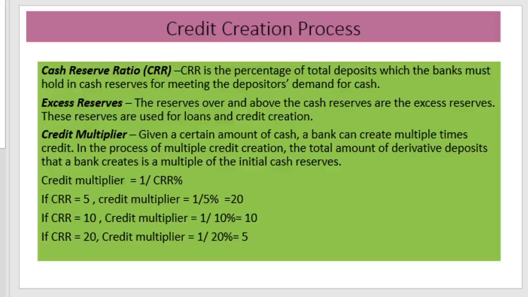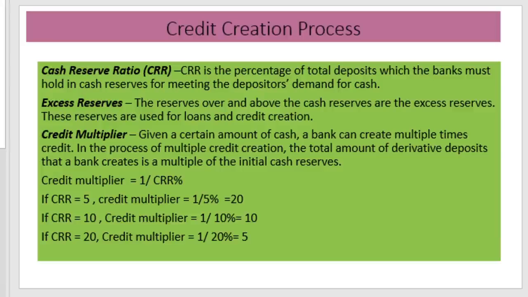That is, the total deposit minus the cash reserves is known as the excess reserve. That is, there will be a total deposit amount. From that, the bank has to keep a certain portion as cash. This is known as cash reserve, and the difference between the total deposit and cash reserves is known as the excess reserves. And another term is credit multiplier.